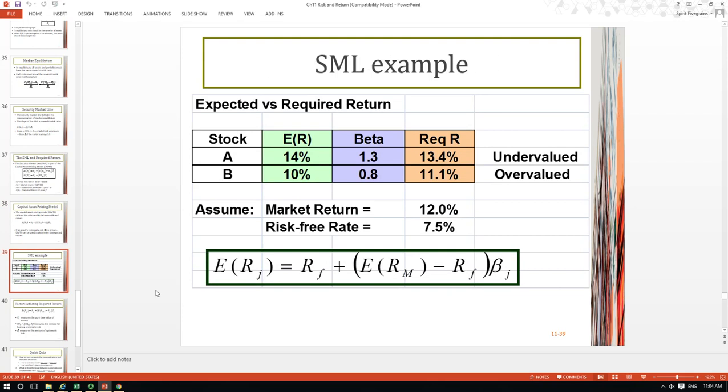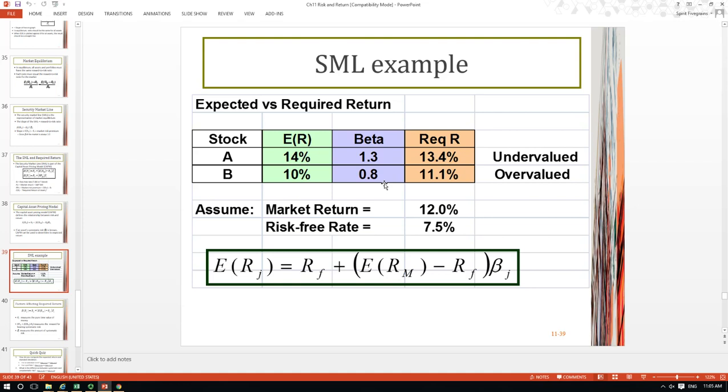Now let's do a little practice to see how we can calculate expected return based on beta of an individual stock. In this table we have two stocks, stock A and B. Stock A has beta 1.3 and stock B has beta of 0.8. Right? And here you need additional information, which is associated with the market return and the risk-free rate. So market return here is 12% and risk-free rate is 7.5%. So let's apply this equation to see what is the required rate of return or expected return for both stocks.